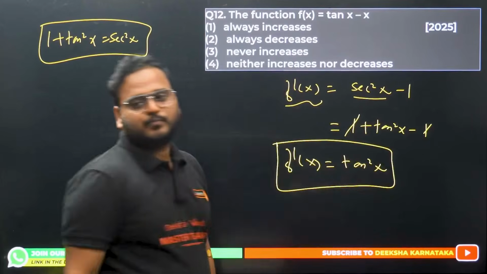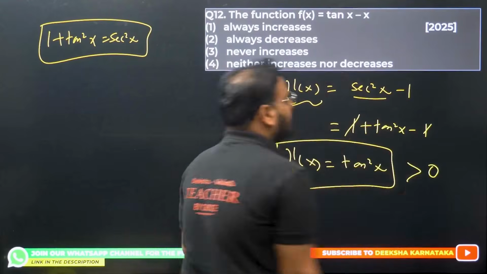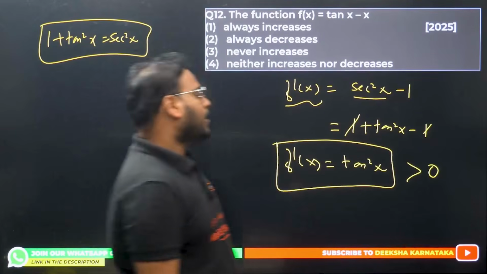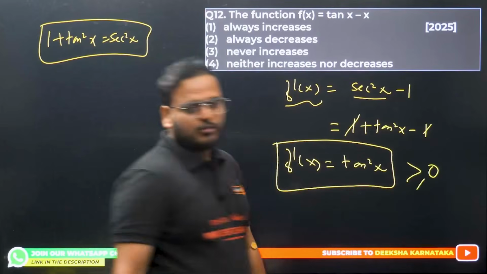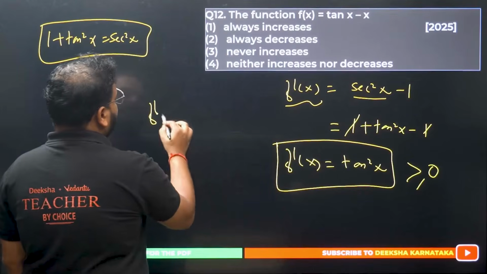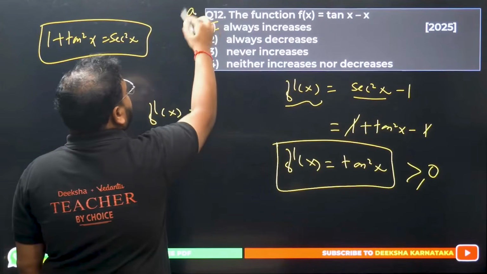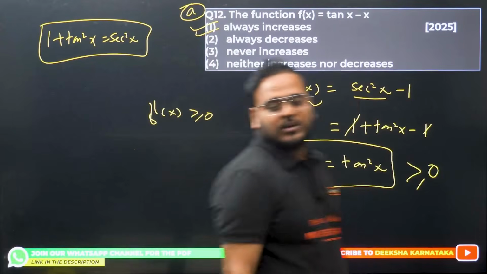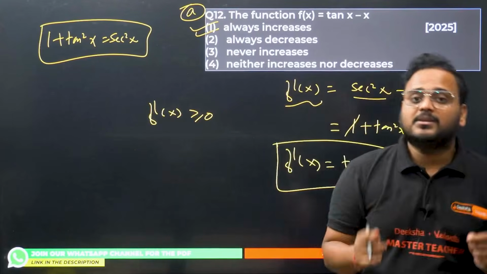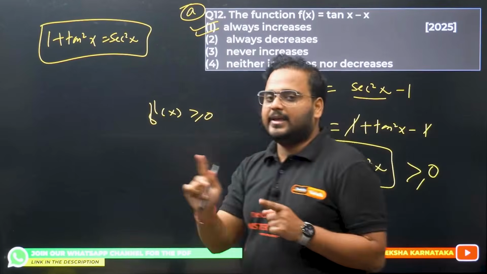Square of some value will always be positive, right? It can be 0 also, but always positive or 0. Basically, I'm getting my derivative of f(x) as more than 0. Answer will be always increases. Option A is correct. Question number 12 is also done. What is the answer? Always increases because derivative is coming as positive. Answer option A is the right one.